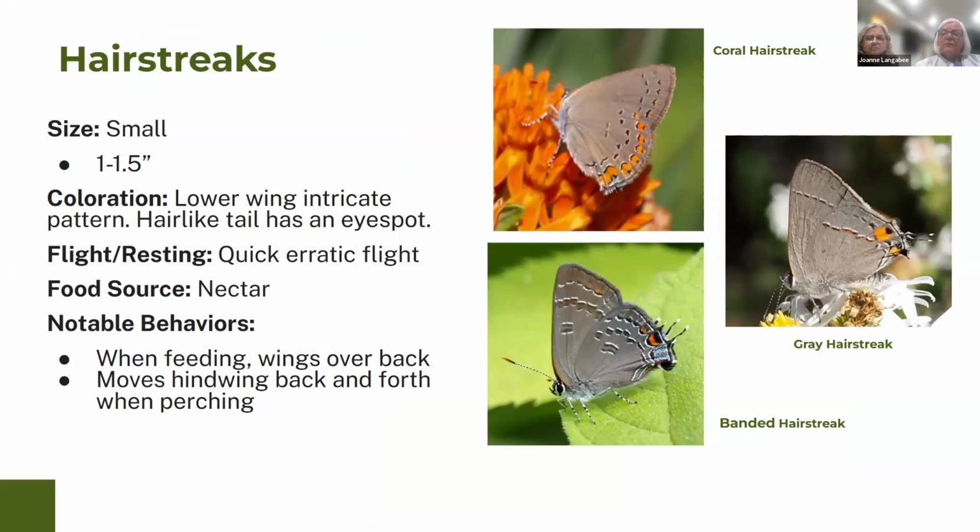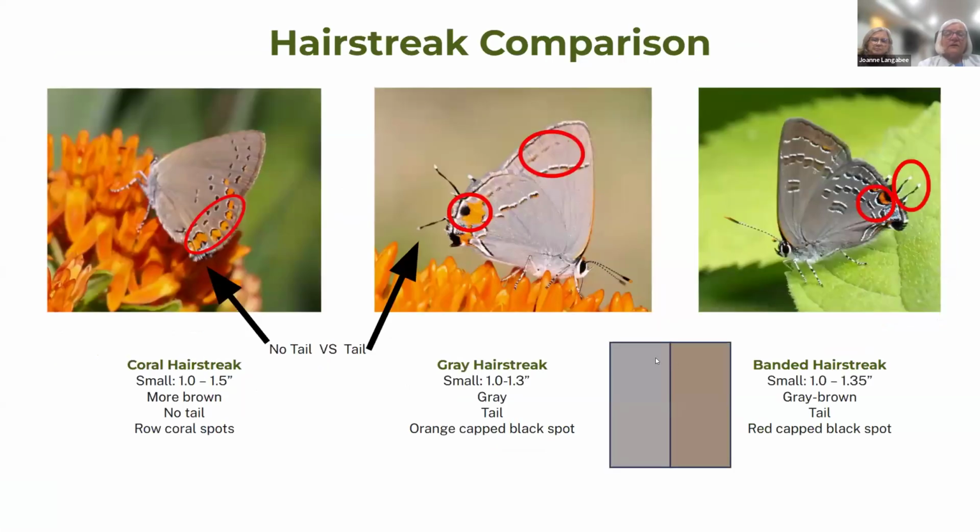They almost all of them have some intricate patterns along them. They're quick, erratic flights. They like nectar really well. And when they feed, their wings will go back and forth. This is to help ward off predators because they'll think that's the head. And so as we compare them, we'll kind of show that.